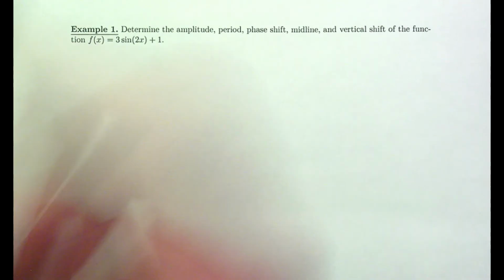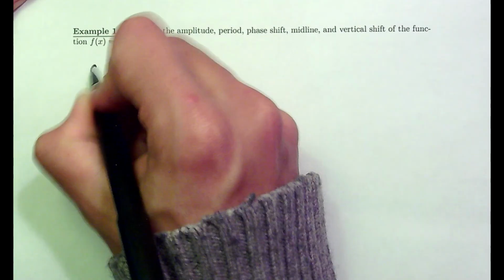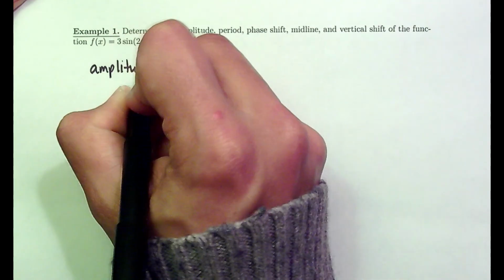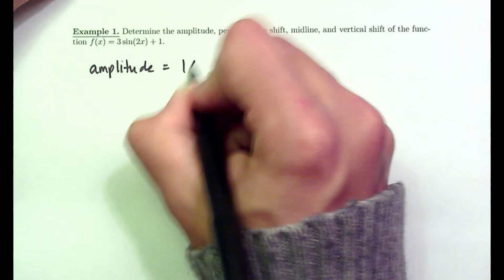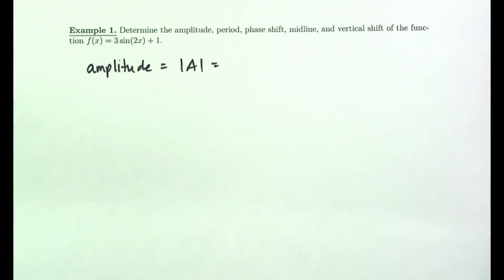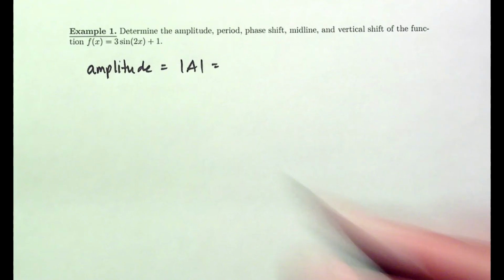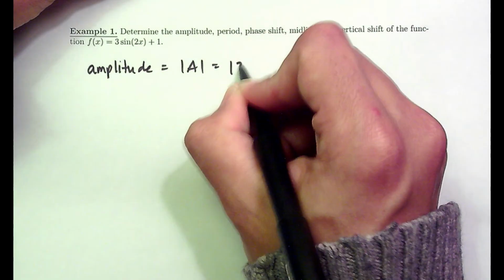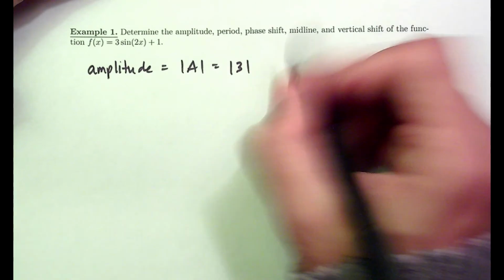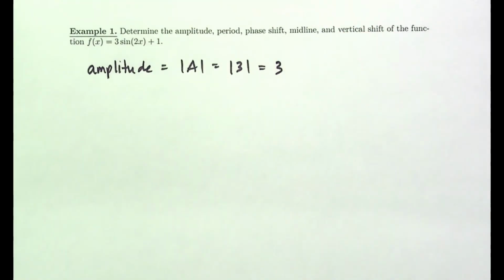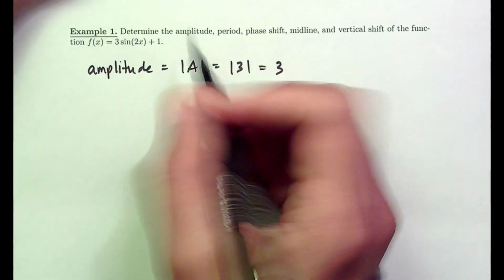Okay, let's start with the amplitude. The amplitude is the absolute value of a, and a is the coefficient in front of the sine or the cosine. So in this case, a is 3. So I'm talking about the absolute value of 3, which is 3. So the amplitude is 3. And remember, that is the height of the wave.